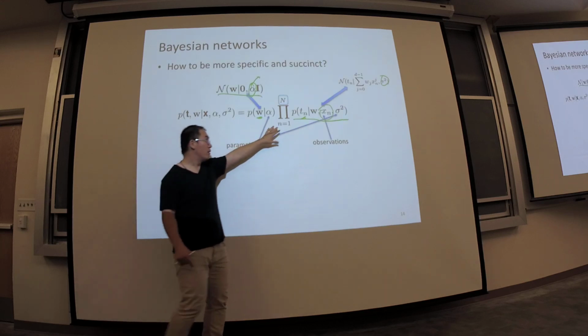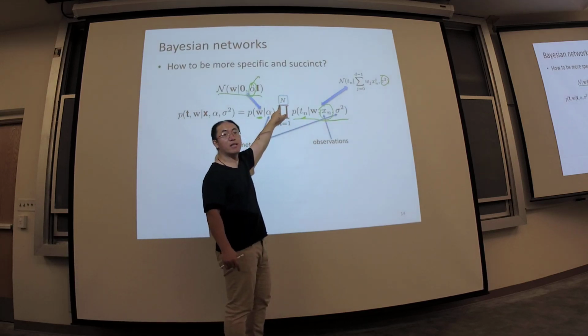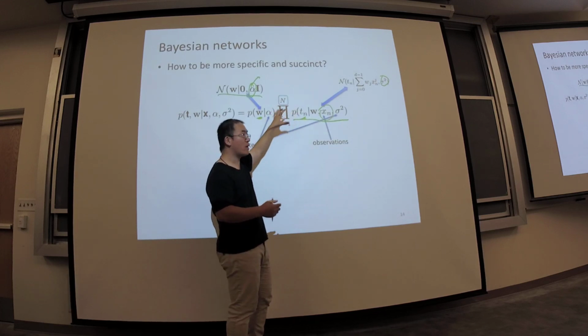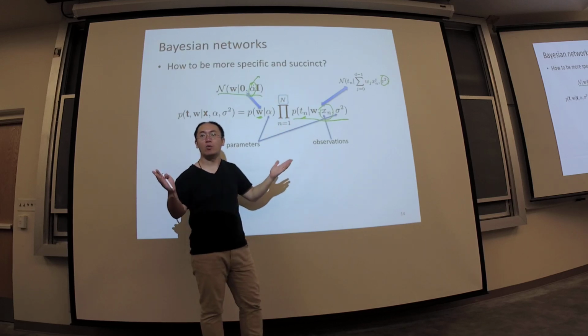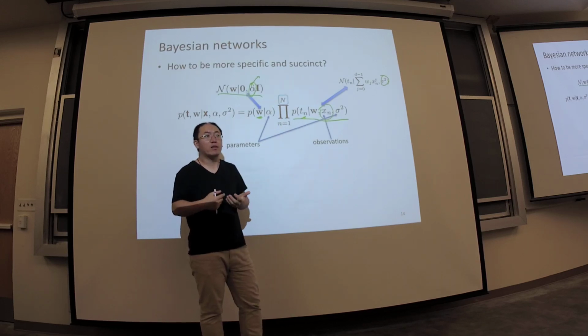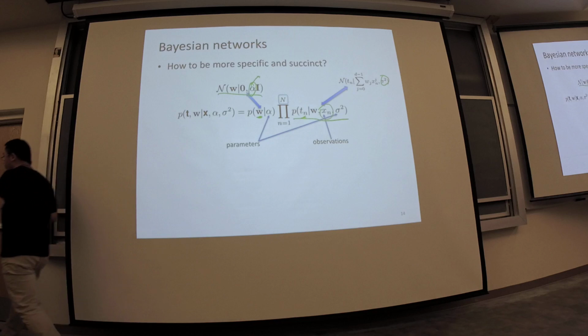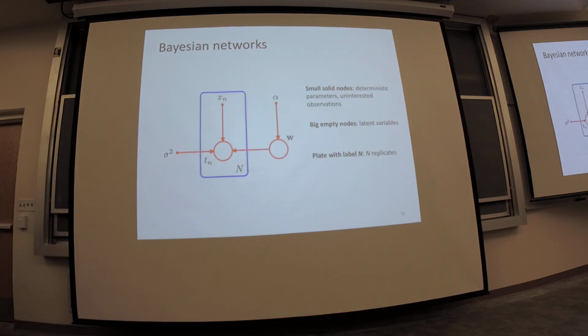Another issue is that we have n samples. For each particular sample, the Bayesian network structure is similar, but I do not want to replicate the structure 100 times. So do we have a more succinct representation? Here's the way, the custom we use to show all this information in a Bayesian network. First, we use small solid nodes to represent deterministic parameters. So what are the deterministic parameters?